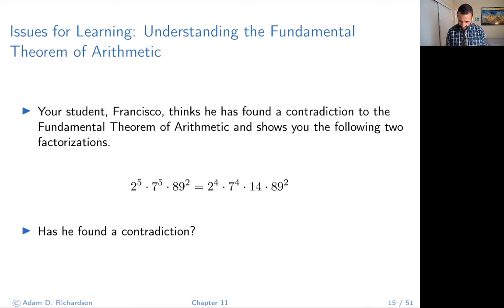Okay, so here's an interesting question from a student. Let's pretend that your student Francisco thinks he's found a contradiction to the fundamental theorem of arithmetic, and he shows you the following two factorizations. He says, "Oh look, this is the same as this," and the fundamental theorem of arithmetic says that that factorization has to be unique. And so my question is, has he found the contradiction? Go ahead and take a minute and think about it.